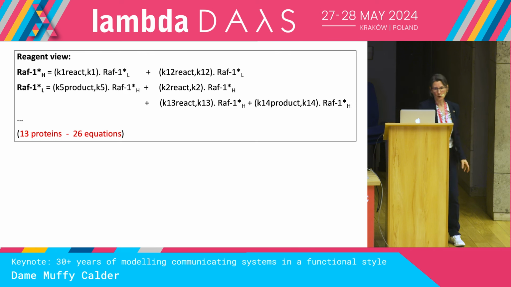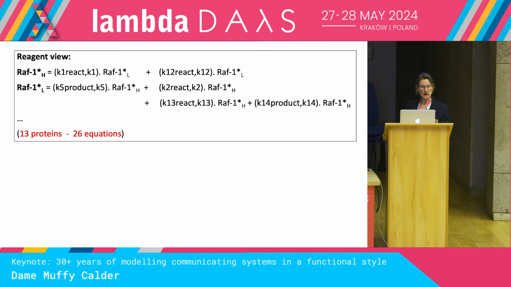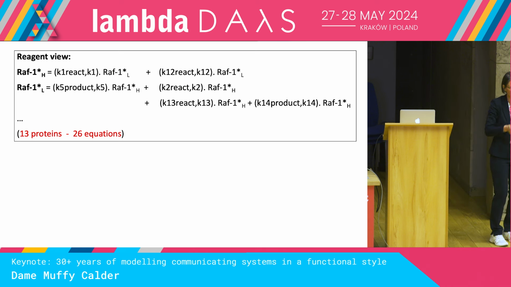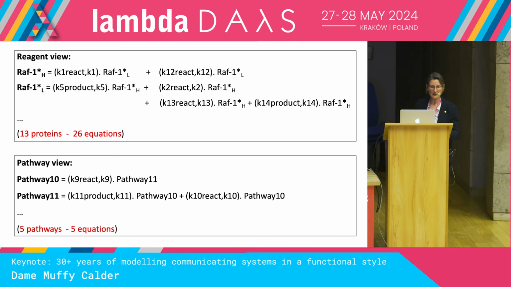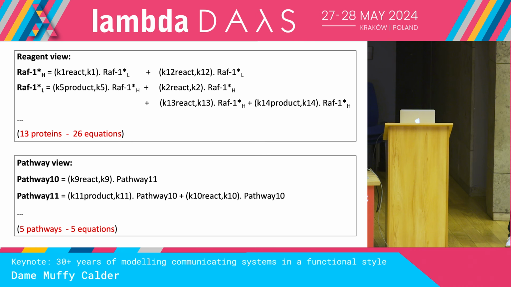I do that for the whole thing. So I have two ways of looking at this. In the first one, I have 13 proteins, and so 26 equations for high and low. Or from the pathway view, you have to believe me, there were 5 pathways in that. So I have two completely different views of looking at this network, and guess what?